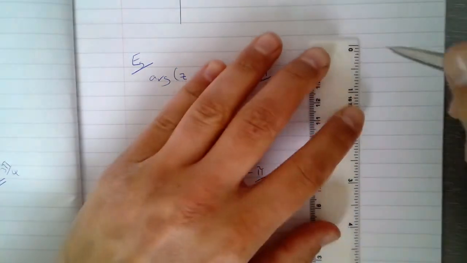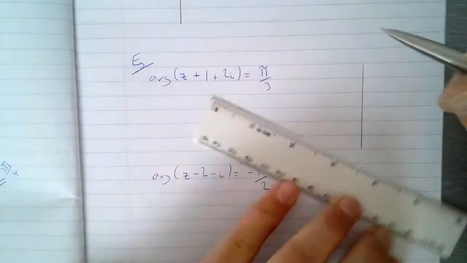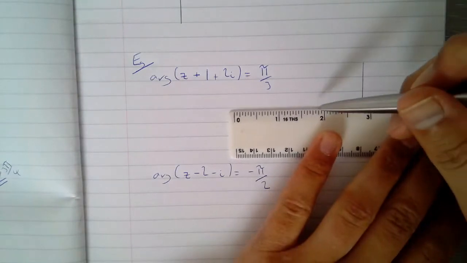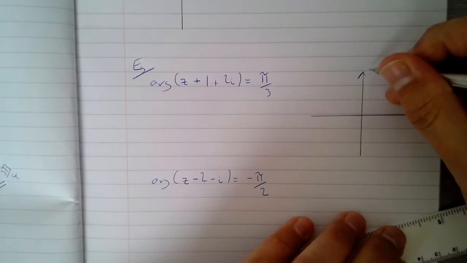So hopefully for this one, you've just drawn yourself a little diagram. They don't have to be particularly big. They don't have to be particularly accurate either. They just need to be obvious, I suppose is the right way to describe it.